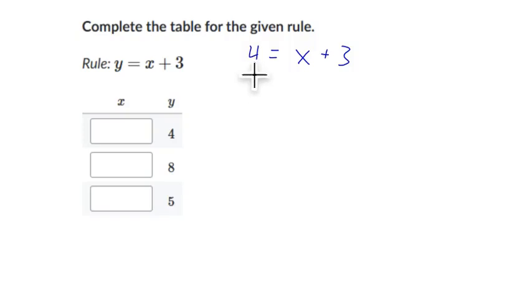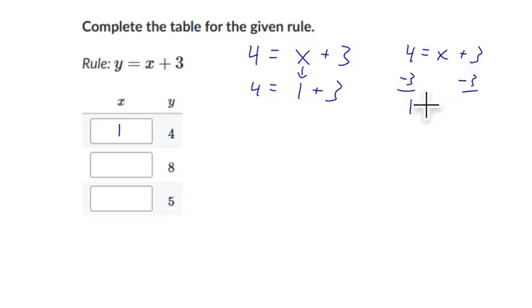All right, so we need to figure out a number that when we add 3 to it, we end up with 4. Well, that would be the number 1, wouldn't it? Because 4 equals 1 plus 3. So in this case, the input needs to be 1. Now we could also do this by solving the equation. We can use our inverse operations, subtract 3 on both sides, and get x equals 1.